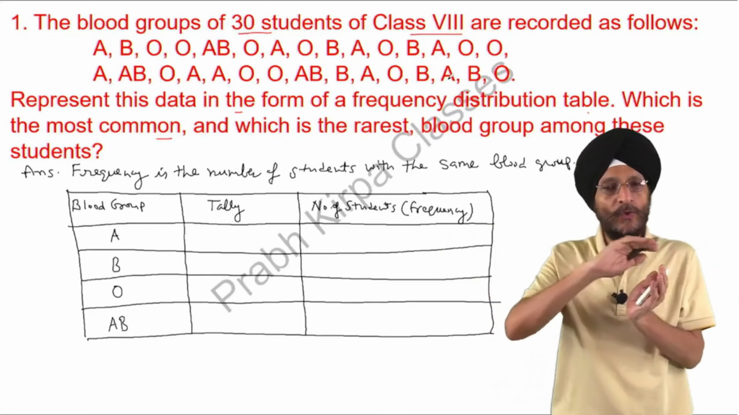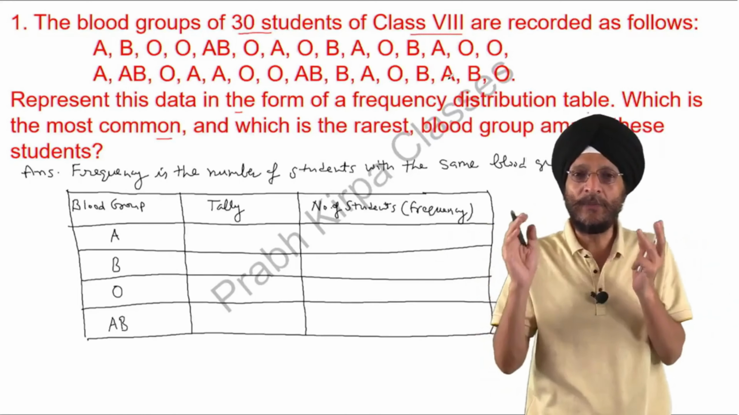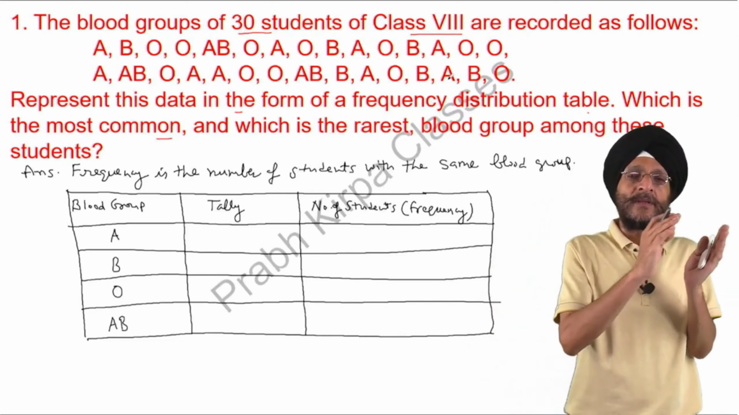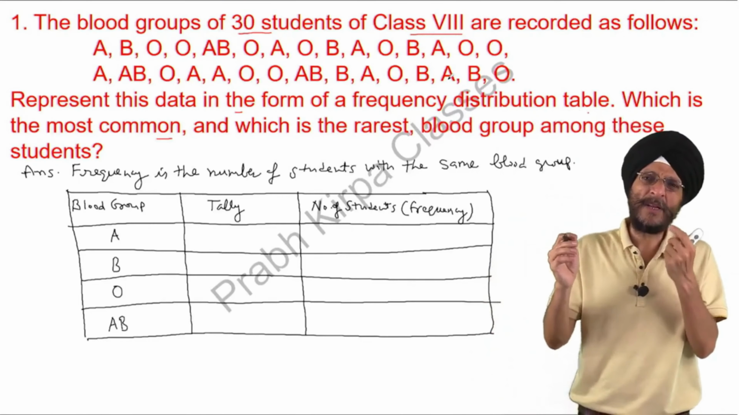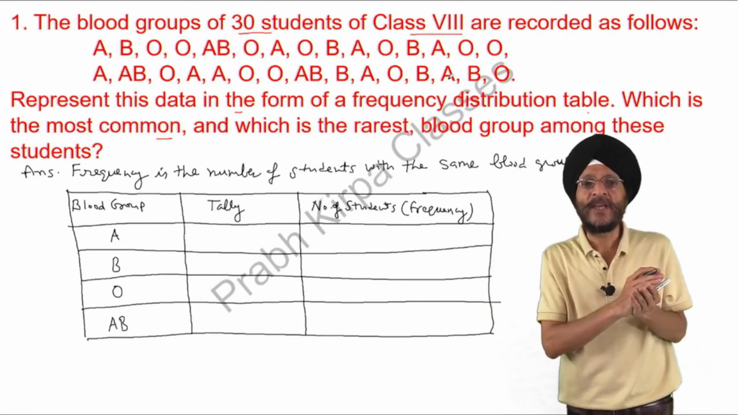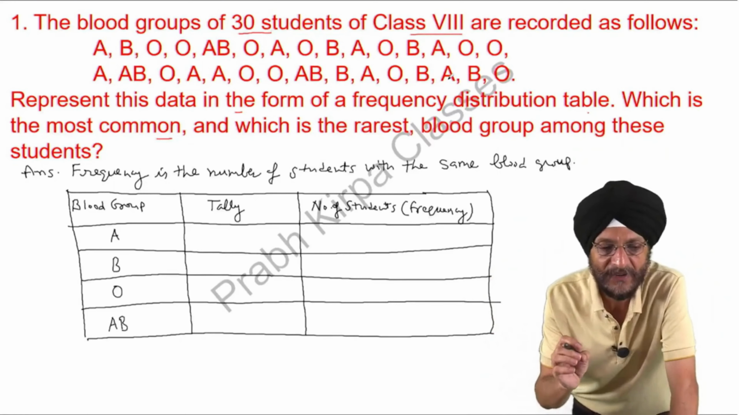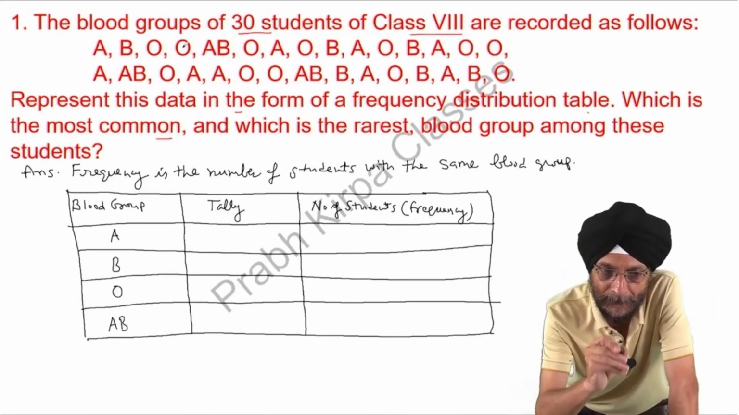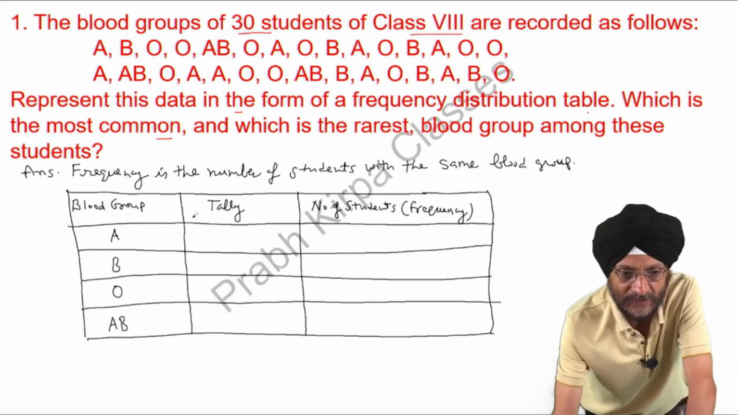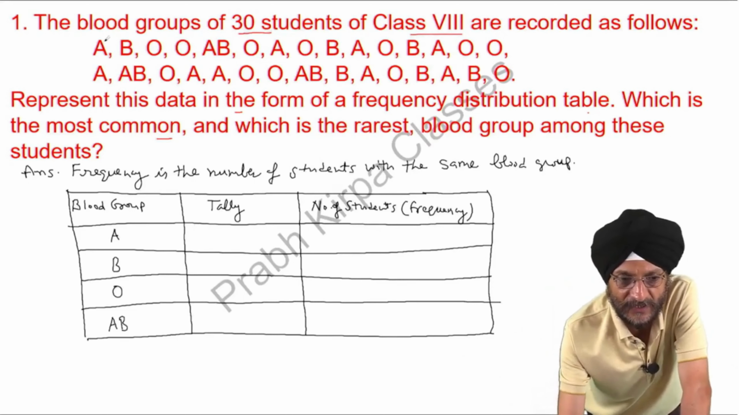So, we should not count verbally, because it may result in wrong counting, or we will forget how many we have counted, or ultimately it will result in wastage of time. So, we should count the students manually by writing the same in the examination hall.